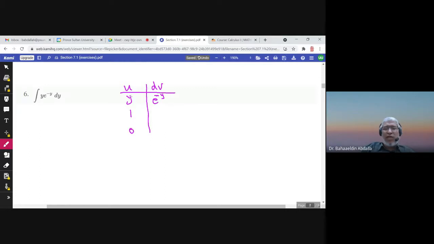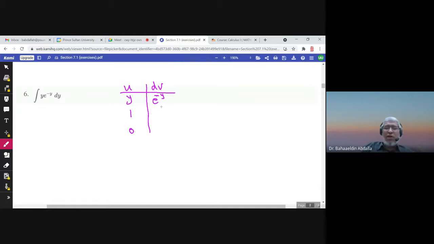So you find the derivatives of this function until you reach 0. If the derivatives of this function cannot reach 0, then you cannot use this method. So with this method, u is always an algebraic function whose derivative, the third or the fourth or the fifth, would be 0.